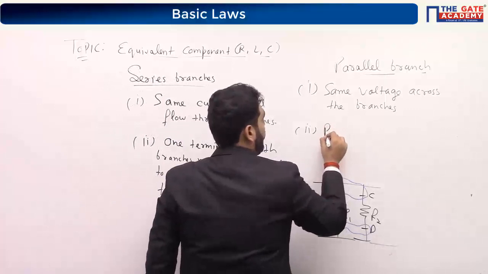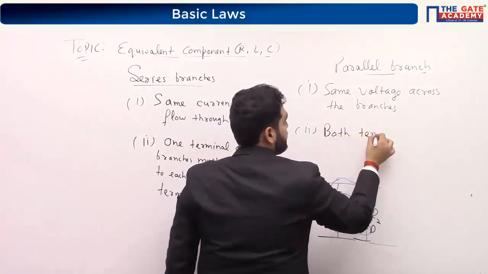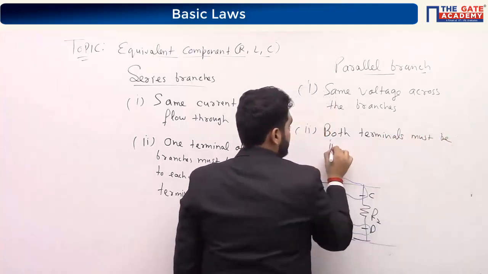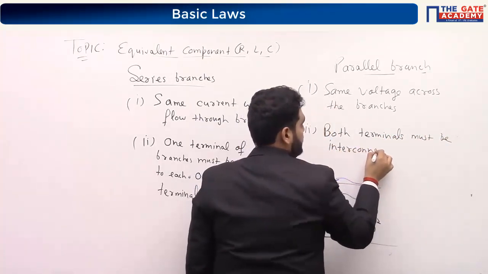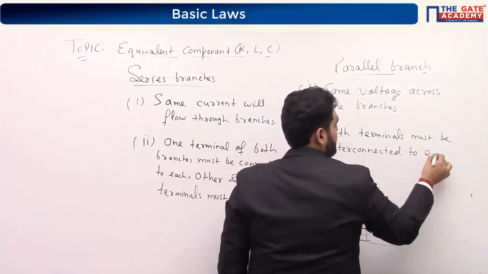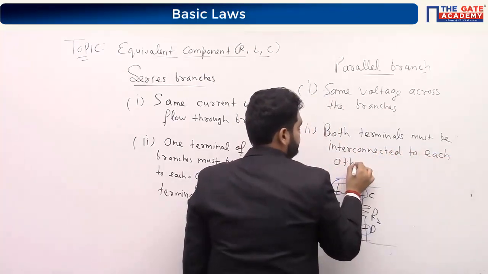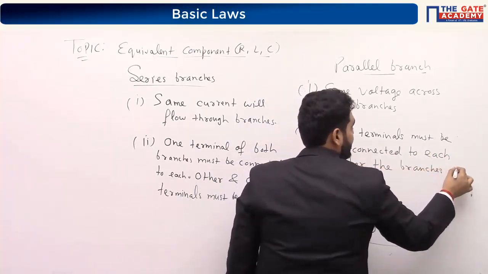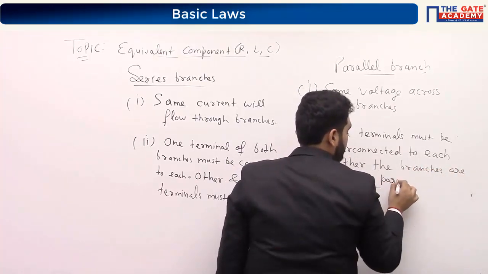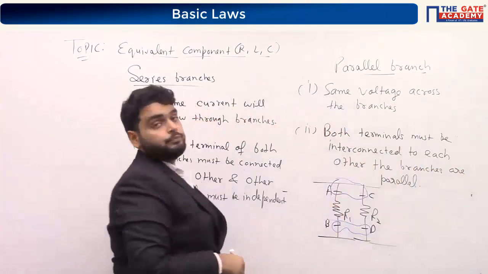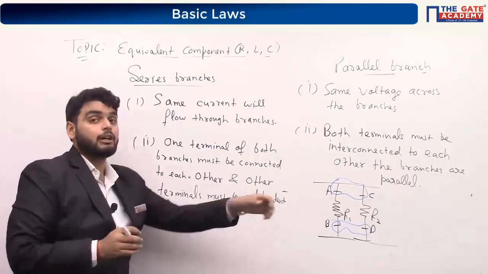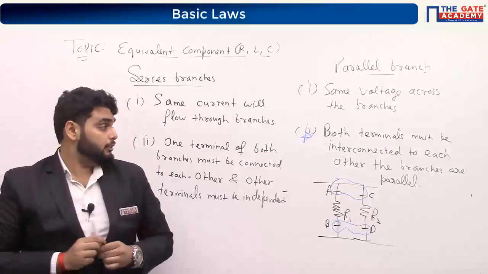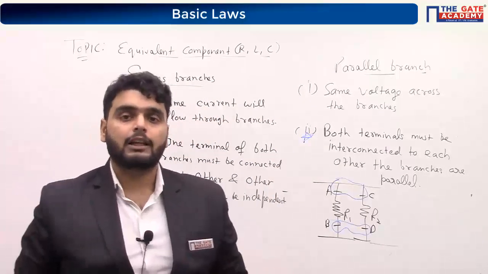It means both terminals must be interconnected to each other. Then branches are parallel. And it is an important thing, students, because most of the students do mistake in that. When we will see the complex network, in that you will see the importance of this point. So if both terminals are connected to each other, then they are in parallel.